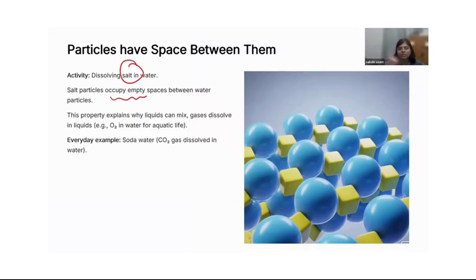You must have drunk a cold drink, right? So when you open it, you hear that fizzing sound. What is it? It is carbon dioxide dissolved in your cold drink, right? Because liquid has spaces between its particles, these particles can dissolve inside the liquid. That is, particles have space between them, right?